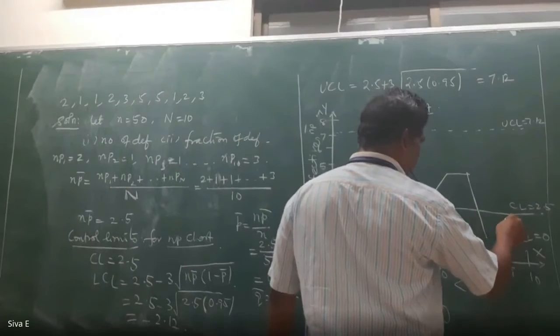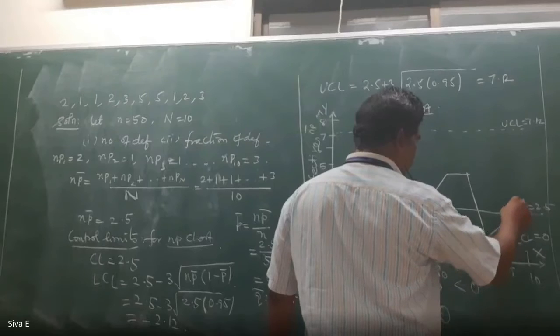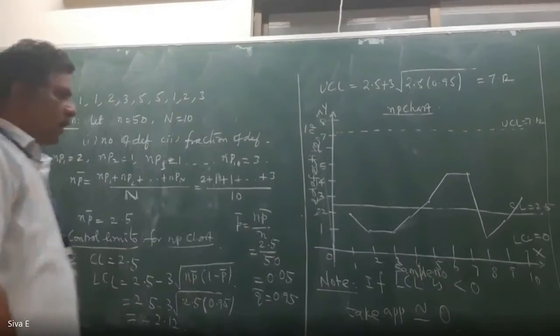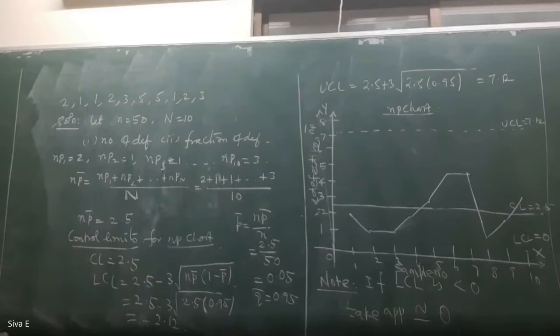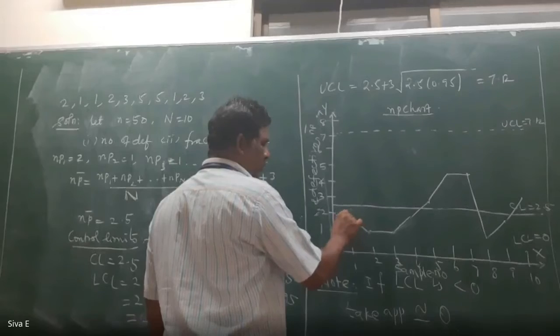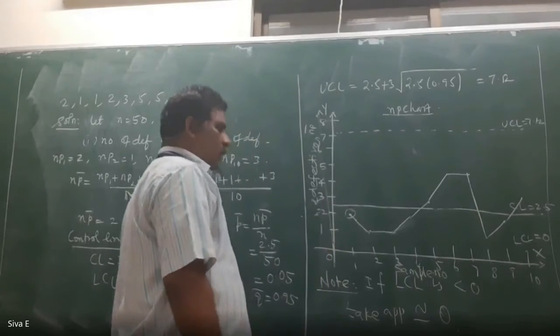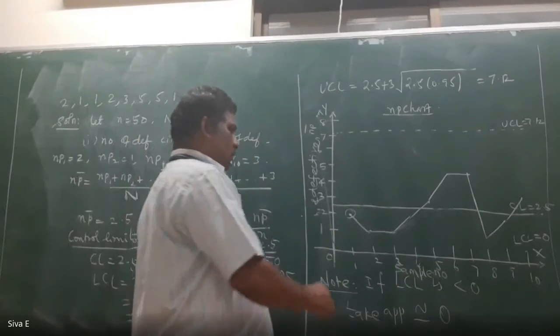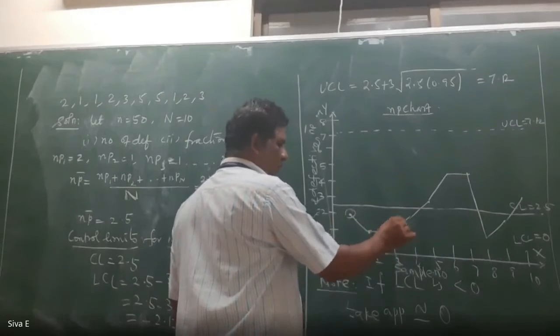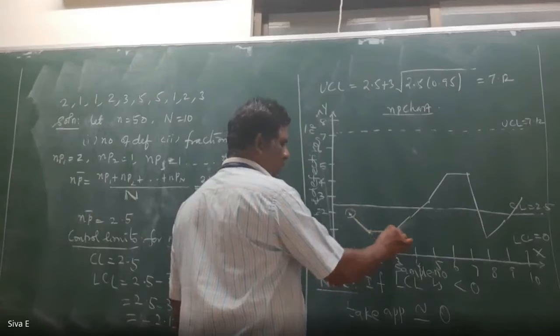Second one, ninth one is 2, 10th one is 3. Okay, you have to get the graph like this. And then one more thing, once you find out that one point, don't put the circle here. Just put that one dotted dot here and then join all the dots.